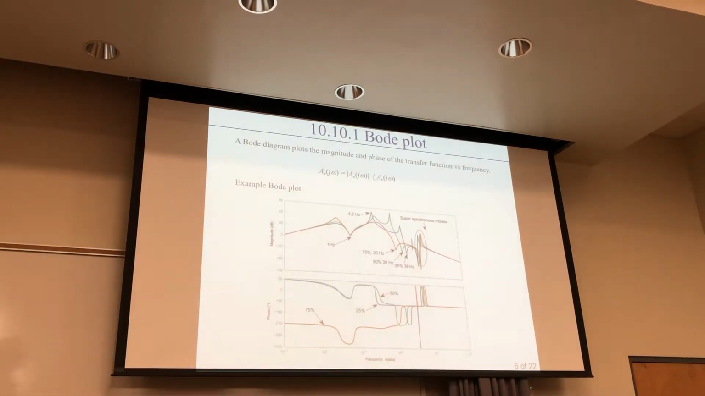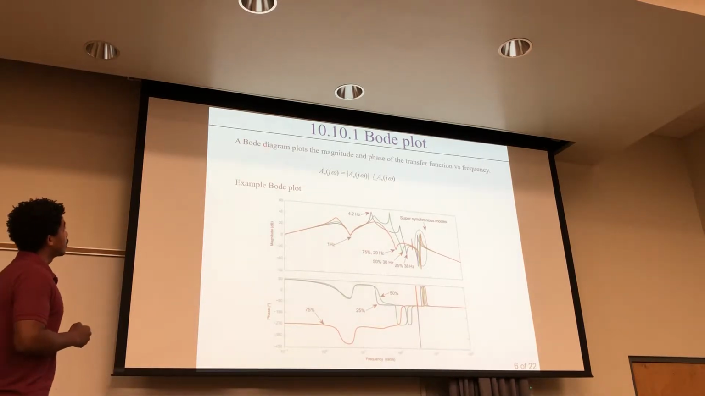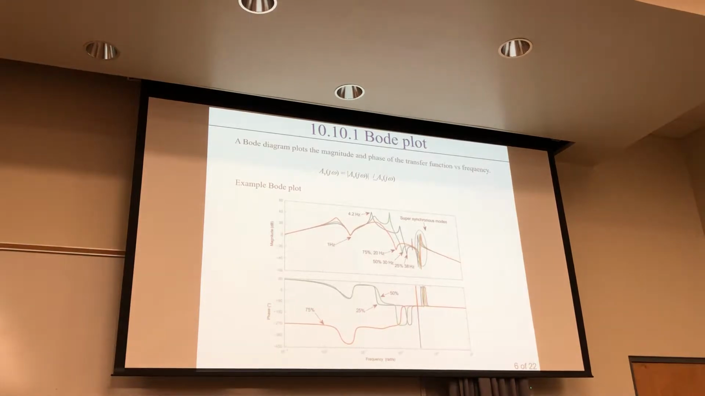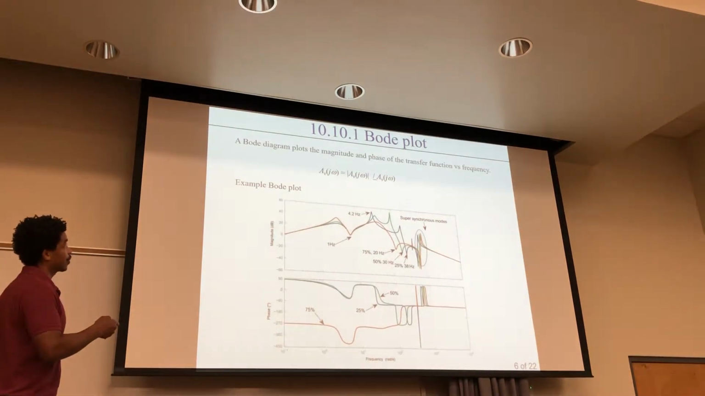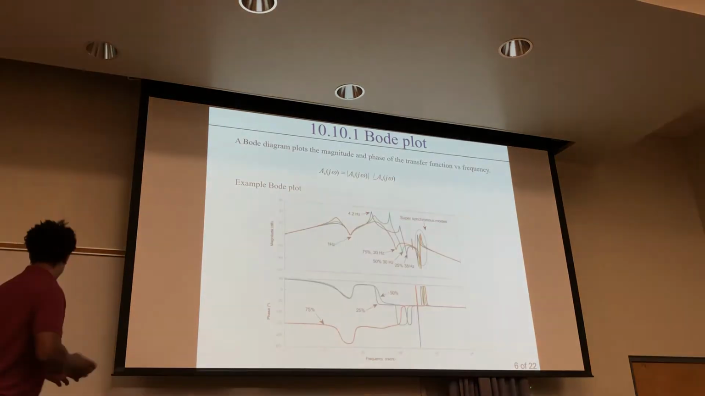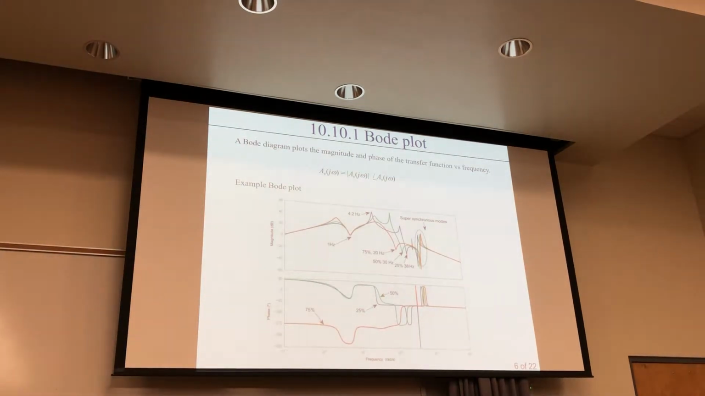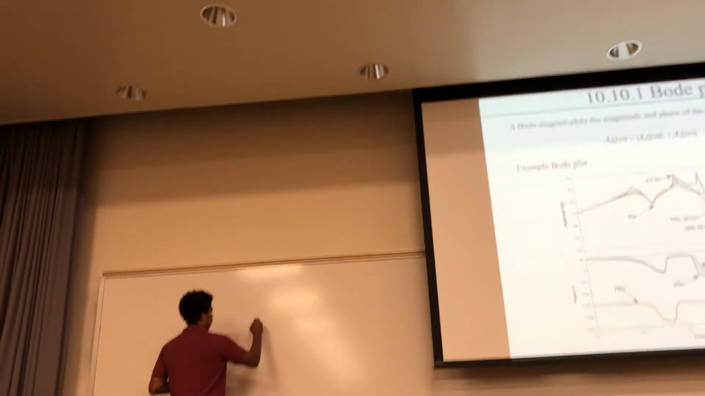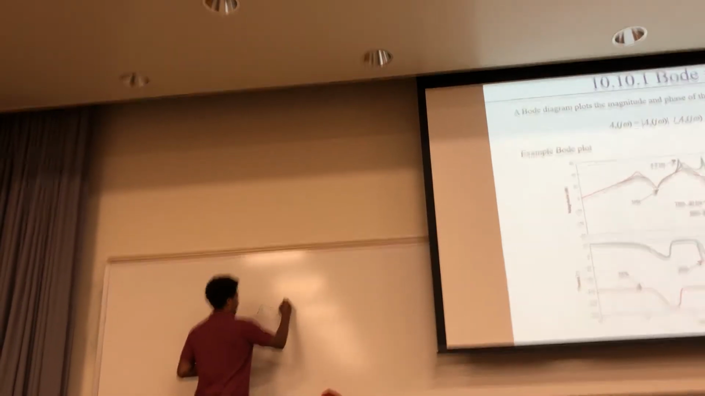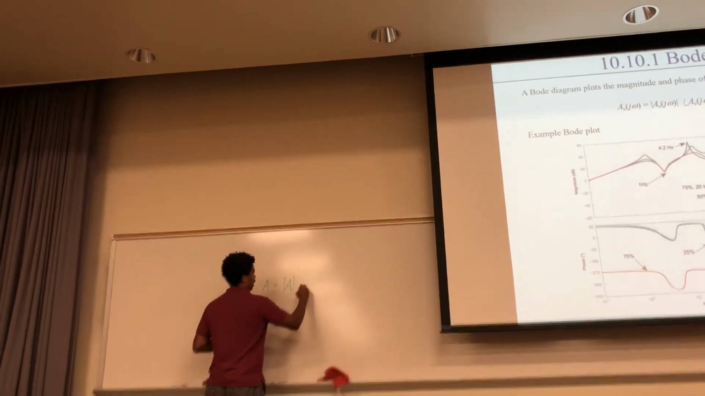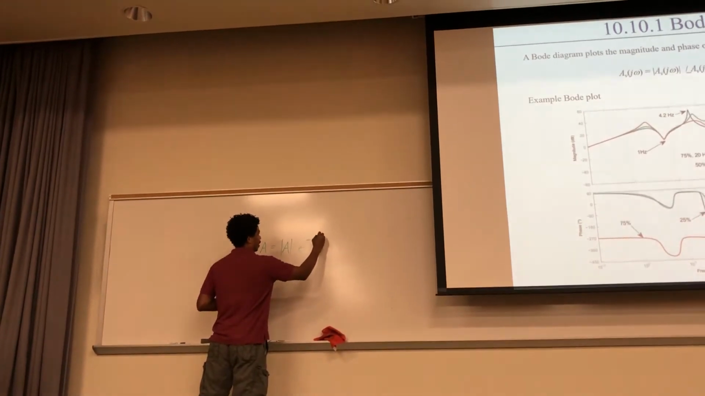Okay, so here's a Bode plot. These Bode diagrams plot the magnitude and phase of the transfer function versus frequency. So you take your gain, your transfer function, output over input, and you can decompose it into a magnitude and a phase angle. That's the same thing as saying you have some complex number here, and it equals the magnitude of that number times e to the j phi.